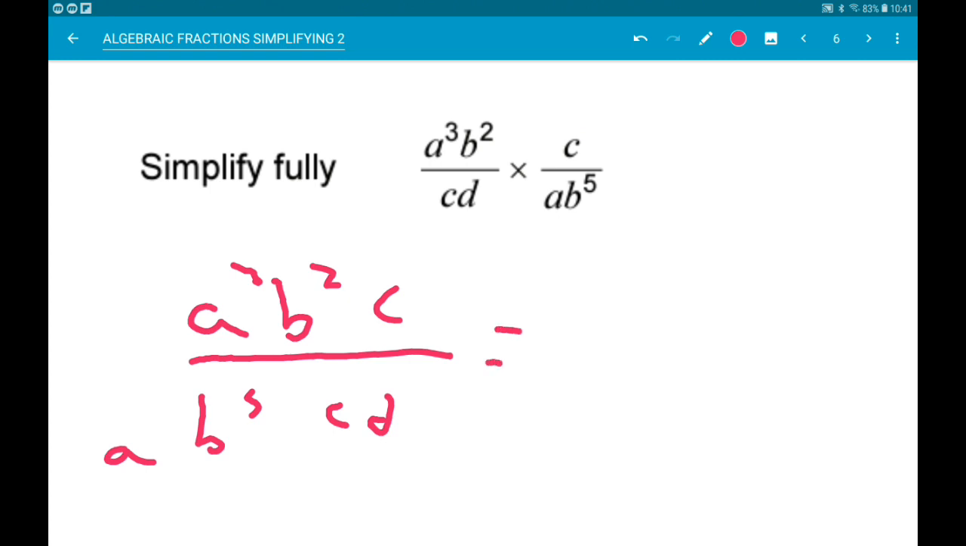Now up on top then we have an a cubed divided by a on the bottom. That leaves a squared on top. Then we have a b squared on top with a b to the power 5 on the bottom. That's going to leave a b cubed on the bottom. The c's cancel out and then the d is unchanged.